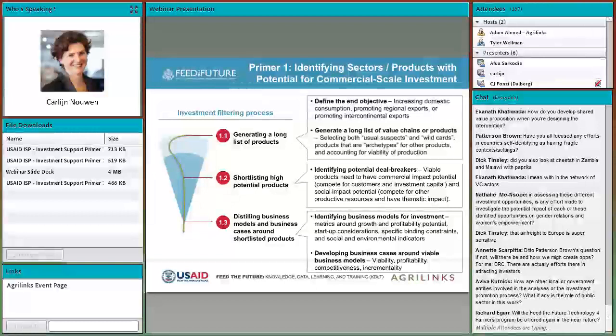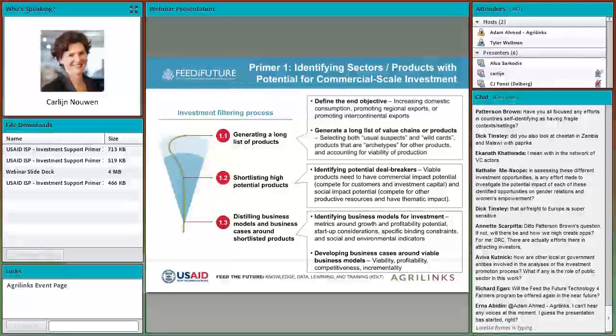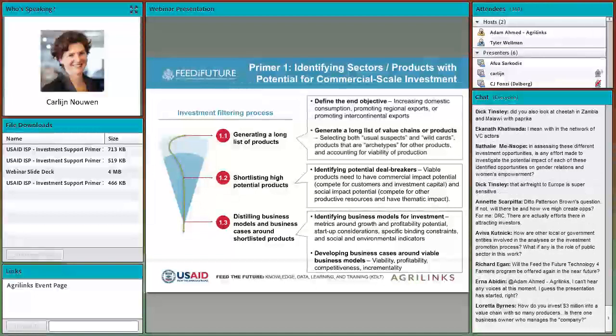And the way that we have come up with these lists on multiple occasions is to actually look at things that people think are quite likely and things that they've always been wondering about, or wild cards of products and services that they think might work, but would like to see tested at some stage. In the second step, when you have that long list, we shortlist towards high potential products and sectors.